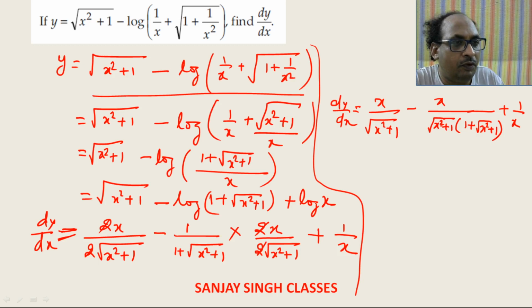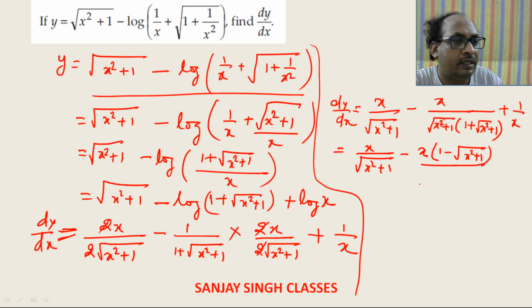Now we will go for rationalization. So x by whole root x square plus 1 minus, we will multiply this one with 1 minus whole root x square plus 1, numerator and denominator. That is called rationalization. And 1 plus whole root x square plus 1 into 1 minus whole root x square plus 1. So we will be getting a plus b into a minus b, which gives us a square minus b square. So a square, 1 square is 1. b square, whole root x square plus 1 squared will give you x square plus 1. So minus x square minus 1.